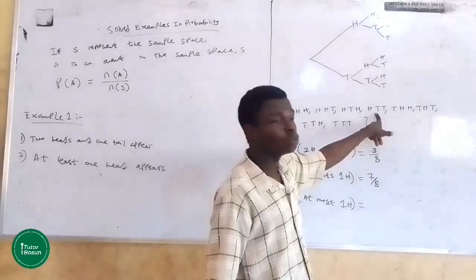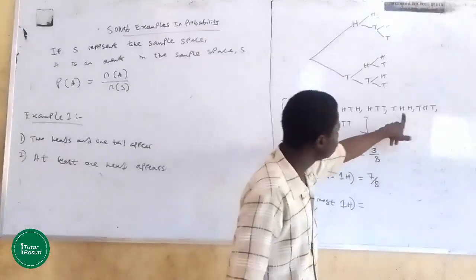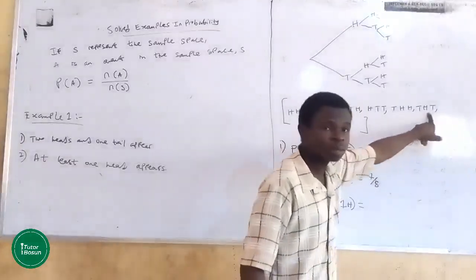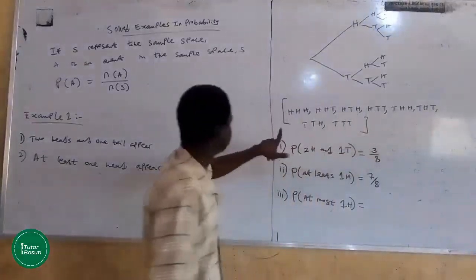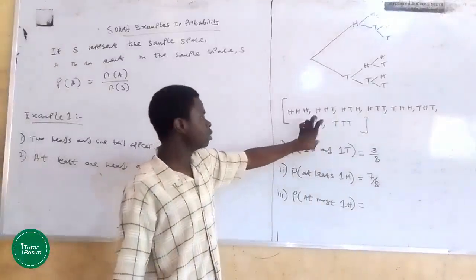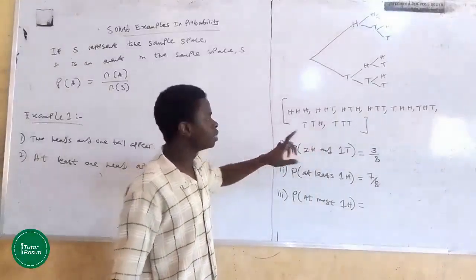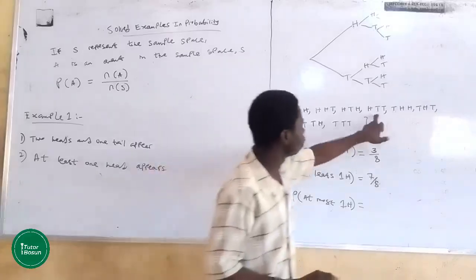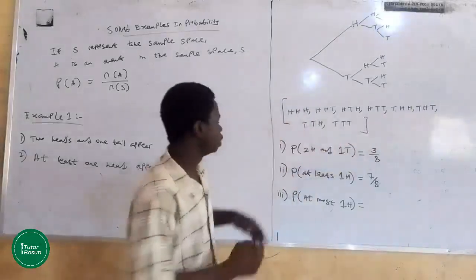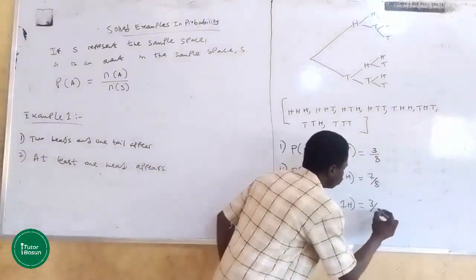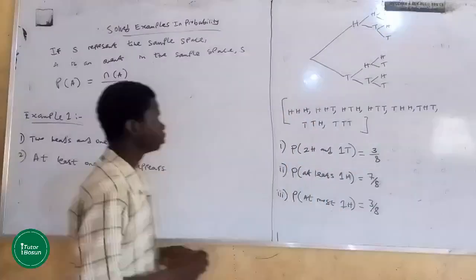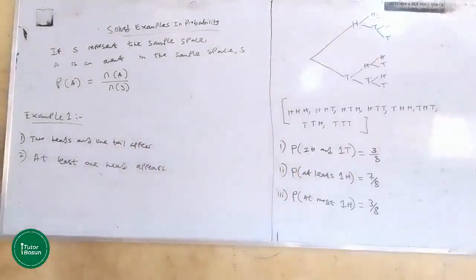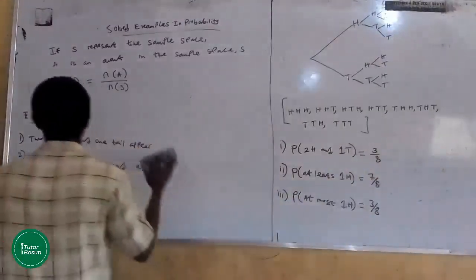This is not more than 1, this is 1, so it counts. This one has 2, so we can't count it. This counts, 1. This is not more than 1. And this is also not more than 1. So for at most 1 head, that's 1, 2, 3, so that's 3 over 8. And that's the final answer to that. Let's quickly move to the next example.